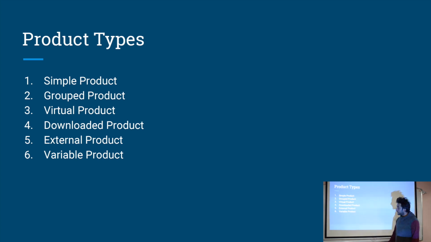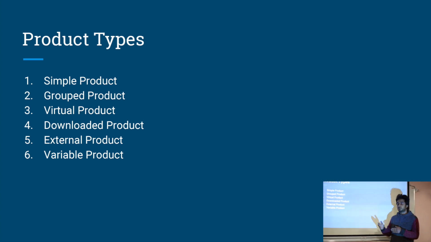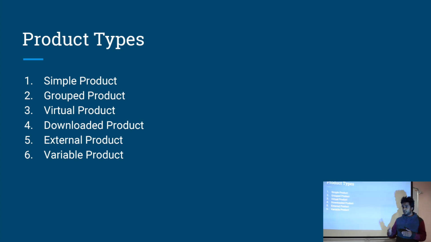And here is variable product. Variable product is used normally for dynamic purposes. Like if you have shorts, then shorts might have multiple colors, right? And then shorts might have different sizes. Then variable product can be useful.